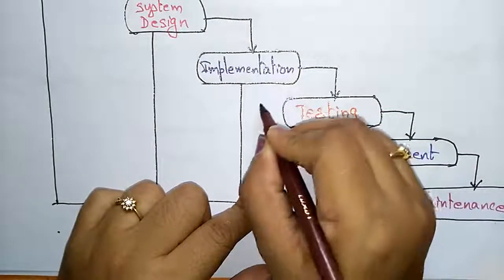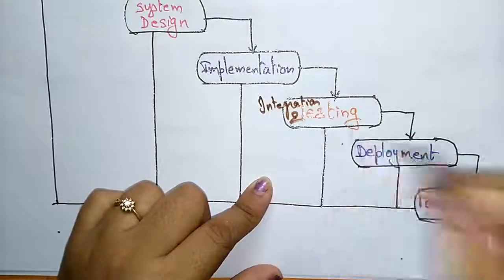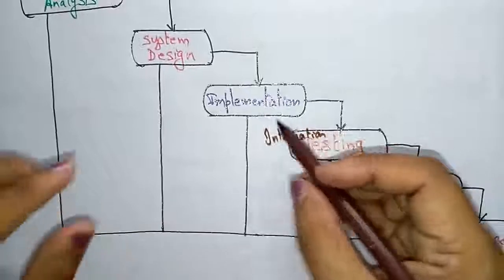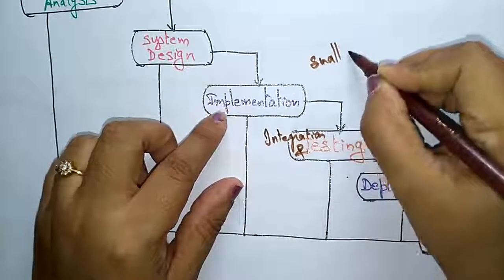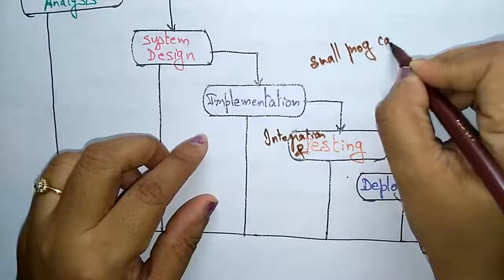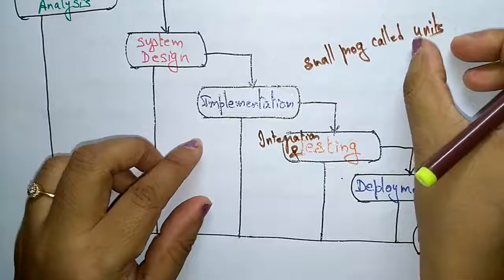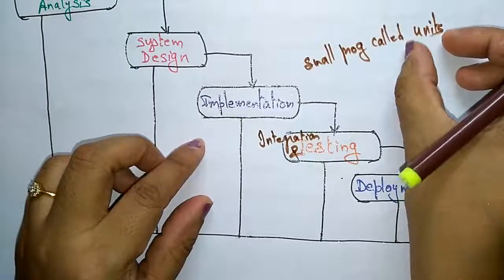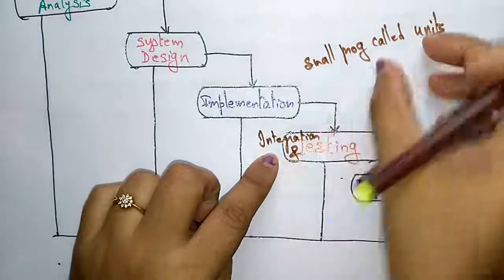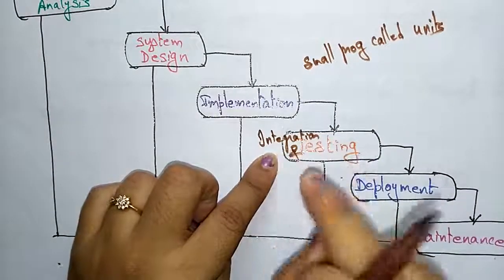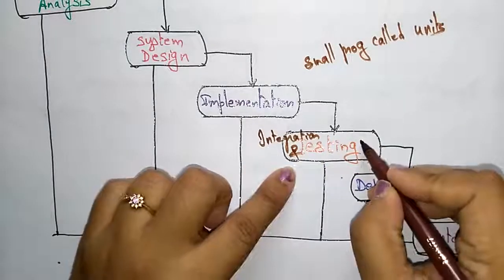Let me write one more point: integration and testing. Here I'm making small programs called units, and each unit we are testing. After that you have to combine all units, which you call integration. All units are integrated and the complete product is tested for any faults and failures in this phase.